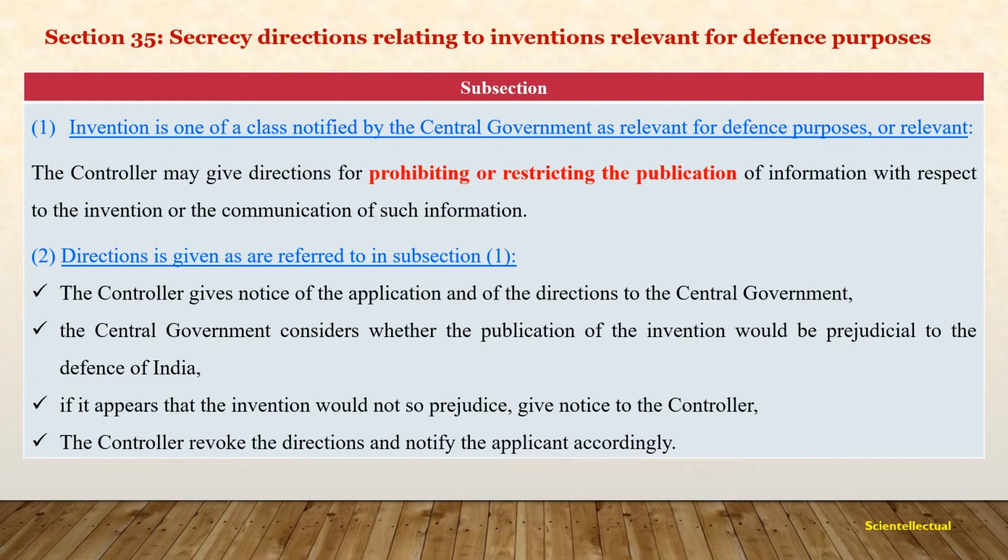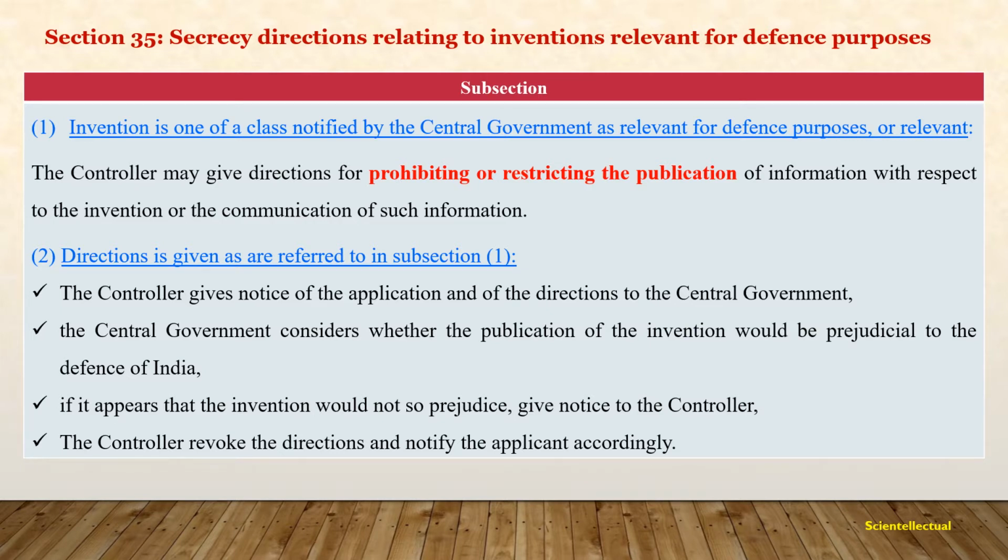Subsection 2. Directions are given as referred to in subsection 1. The steps are like this. The controller gives notice to the applicant and of the directions to the central government. That is, if the controller finds any patent application which is relevant for defense purpose, then he gives notice to the central government that such direction has been given.